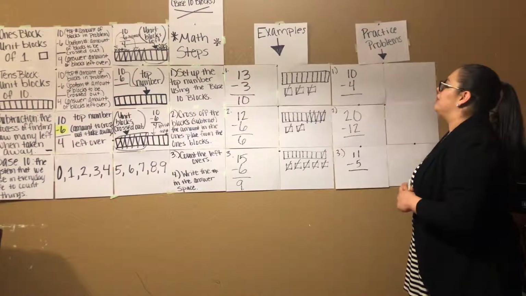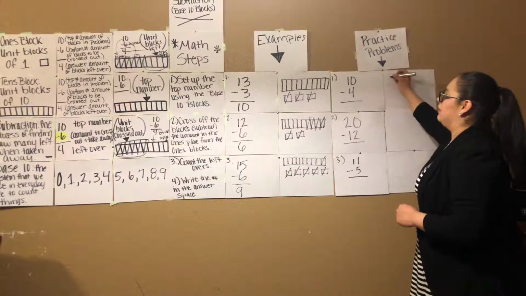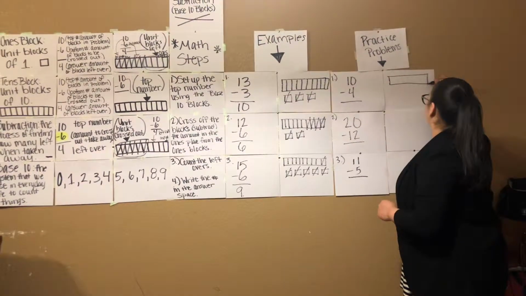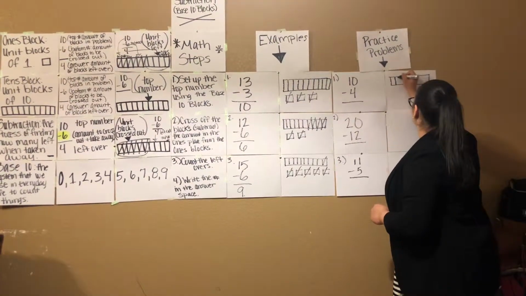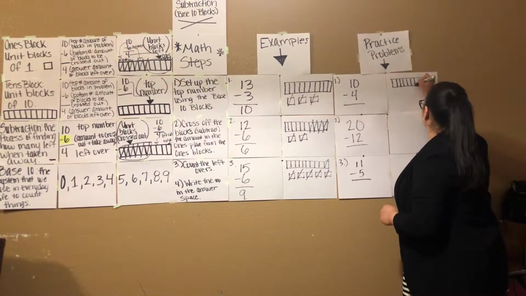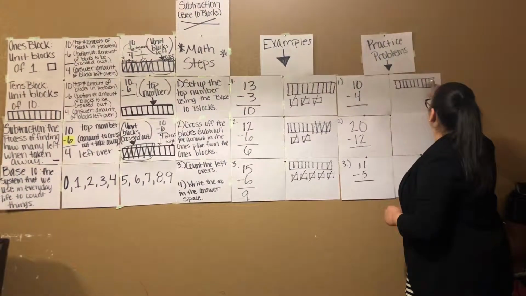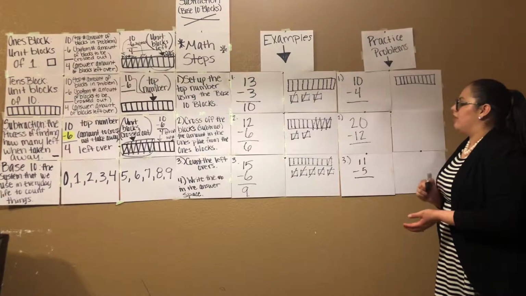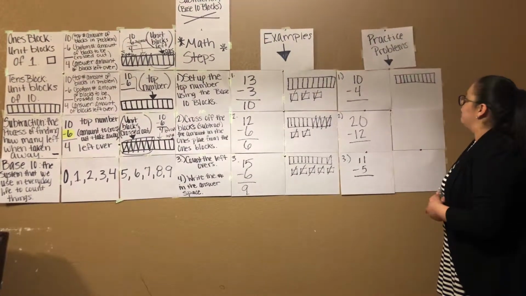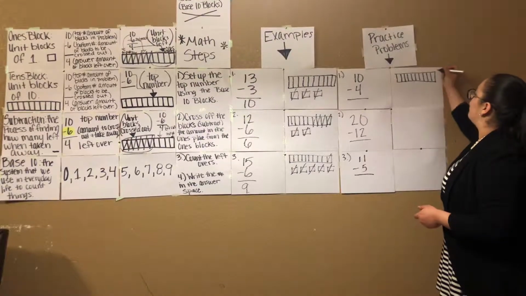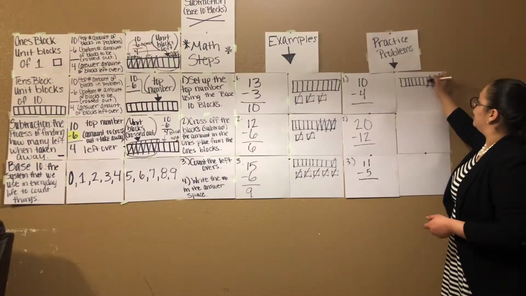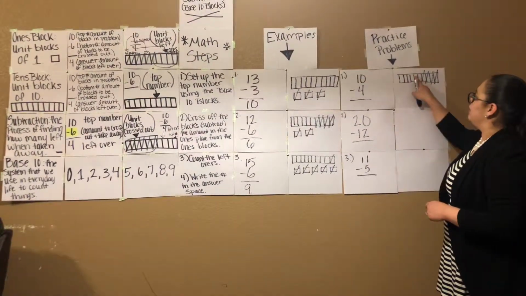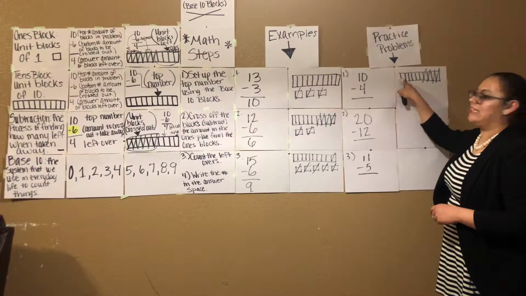So our first step is to set up the top number using the base ten blocks. So we're going to set up 10. The second step is to cross off the blocks, subtract the amount in the ones place from the ones block. So we're going to take away 4 by crossing them out. 1, 2, 3, 4. Our third step is to count the leftovers. 1, 2, 3, 4, 5, 6.